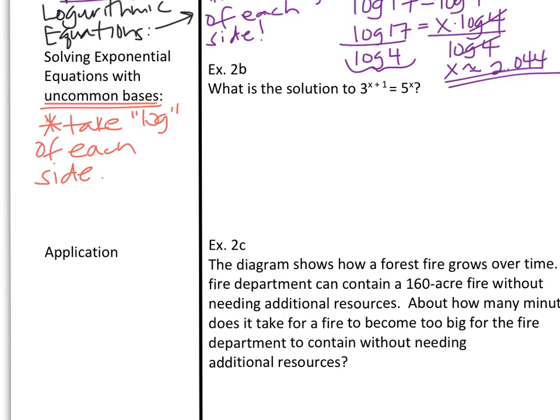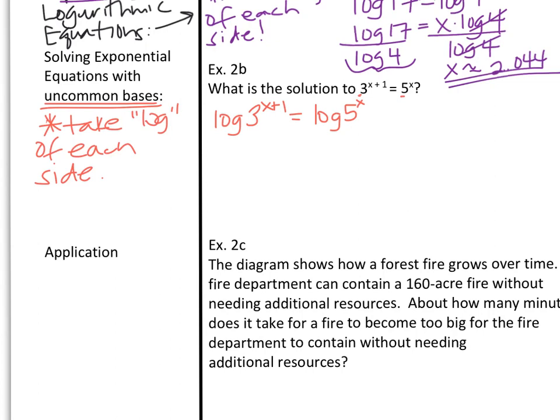If it says, what is the solution to 3 to the x plus 1 equals 5 to the x, 3 and 5 don't have a match on our power chart anywhere. So like I said, you're going to want to take the log of each side. And we literally just write log, and then 3 to the x plus 1 equals log 5 to the x. When we log each side, we now have converted the logarithmic part of the equation to base 10. So this will be calculator friendly.